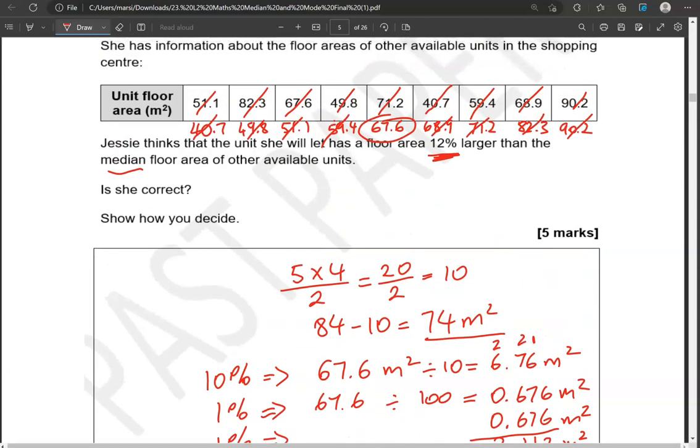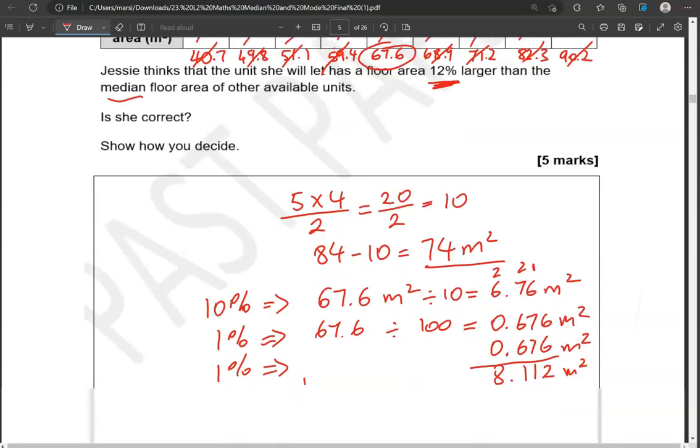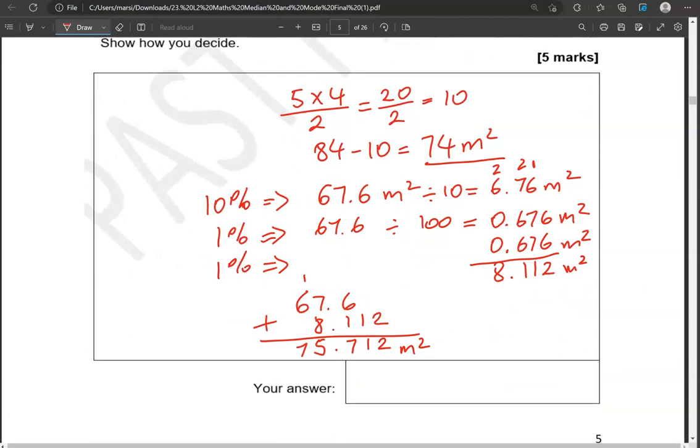So Jessie thinks that the unit she will let has a floor area 12% larger than the median floor area of other available units. Is she correct? We're going to say no, because that's not correct. And we've seen that.